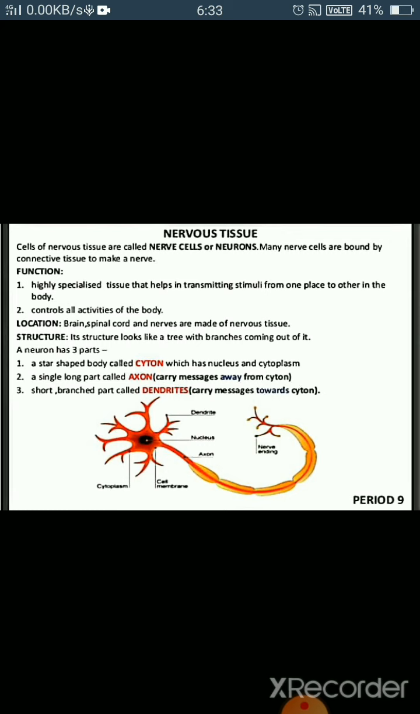There are three main parts of a neuron. A star-shaped body called the cyton, which has nucleus and cytoplasm. Basically, the structure of a neuron looks like a tree with branches coming out of it. So first is cyton, which contains nucleus and cytoplasm. Another is a long chain part called axon, which carries messages away from cyton, and the last one is the short branched part called dendrites, which carry messages toward cyton. So these are the different animal tissues which we have discussed.